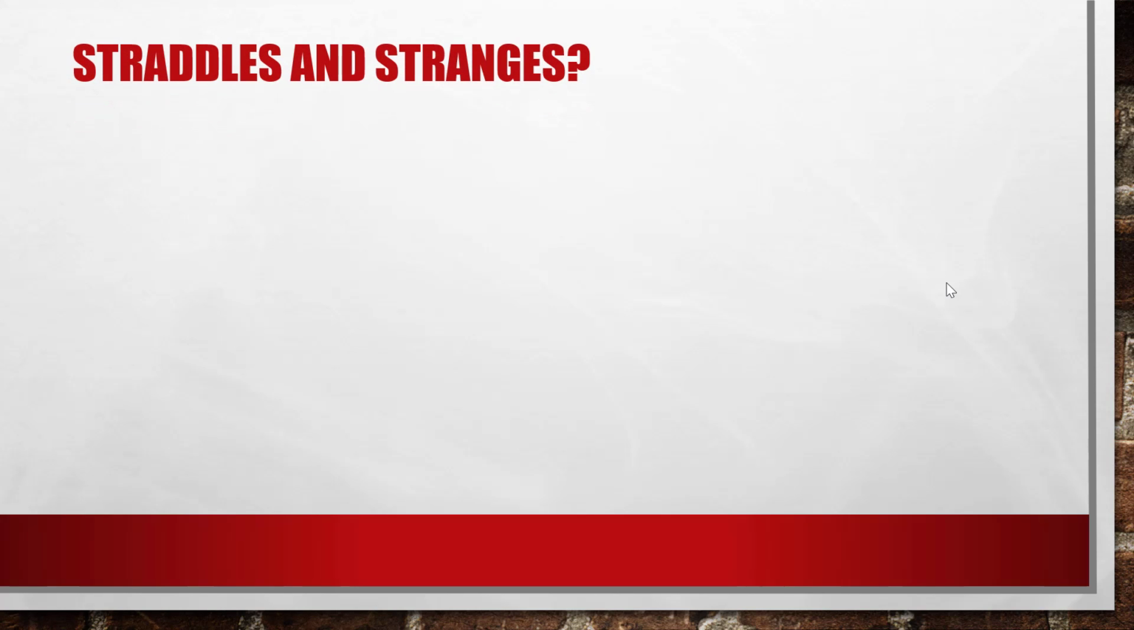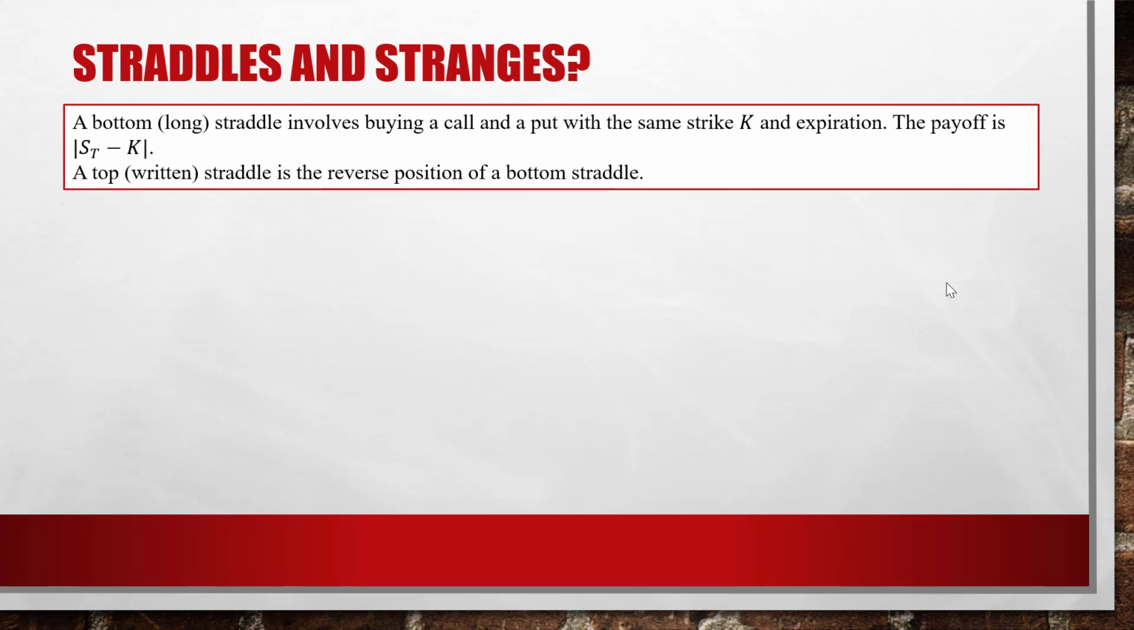Now let's talk about trade-offs and ranges. For the trade-offs, we have two concepts: a bottom or long straddle, and a top or written straddle. A bottom or long straddle involves buying a call and a put with the same strike K and expiration. The payoff should be the absolute value of the difference between the stock price and the strike. A top or written straddle is the reverse position of a bottom straddle.